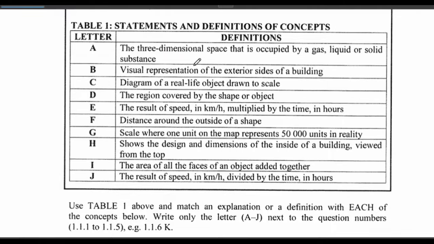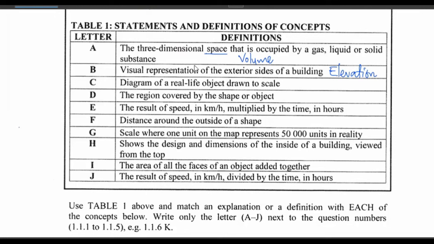So what we're going to do, very first, is find out what the possible answers are. Just go through the statements and find out what suits what. Here we have three-dimension space that is occupied by a gas, liquid, or solid. This has to be volume. Then a virtual representation of the exterior sides of a building. This is called an elevation.